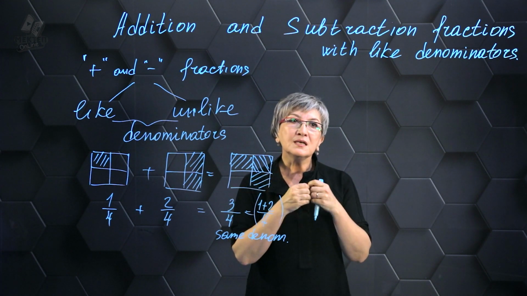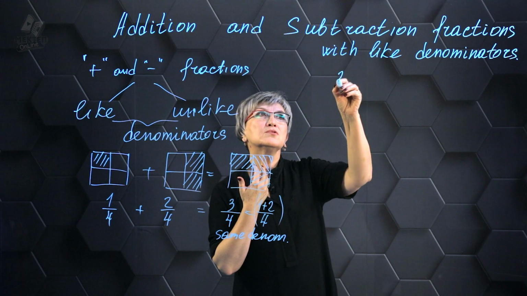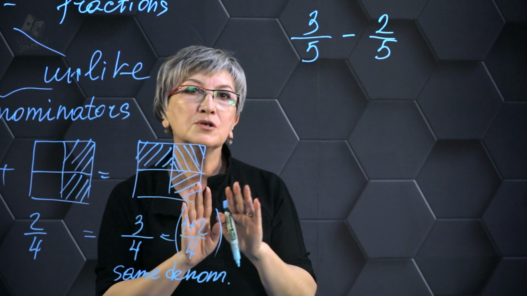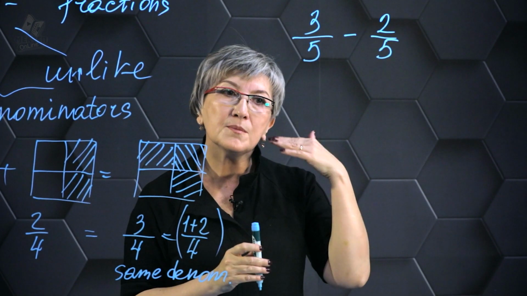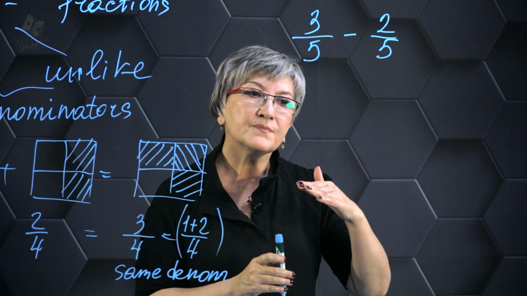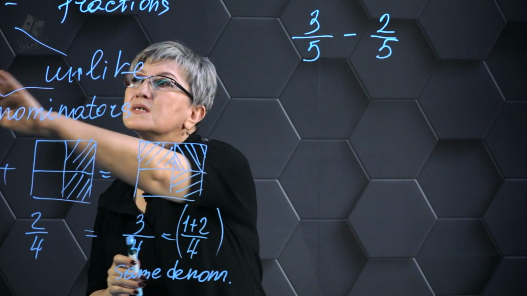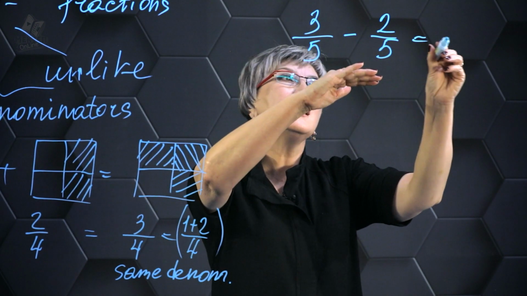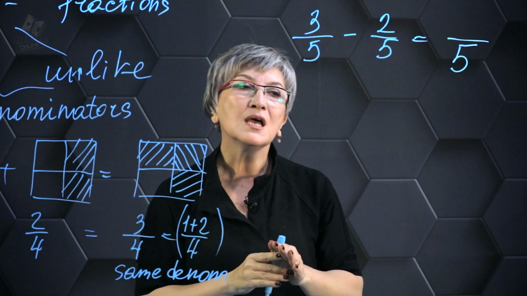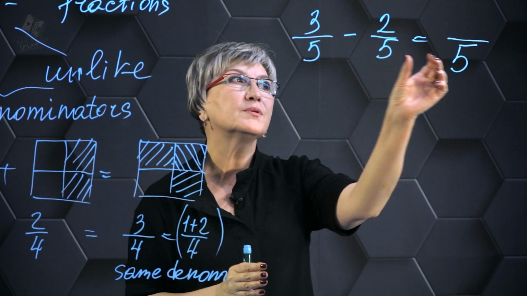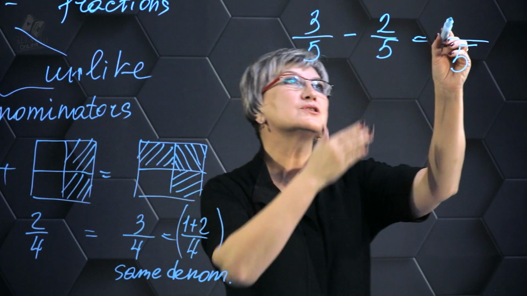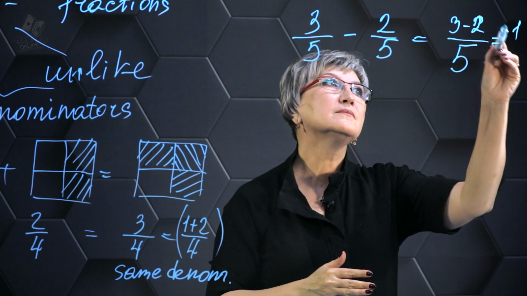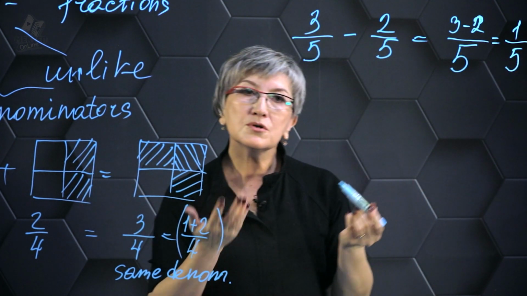That's all the rules. If we need to subtract, let's say we take 3/5 minus 2/5. I am not going to draw that in a picture. Let's go by the rules. In order to add or subtract fractions with the same denominators, all we need to do is work with the numerators. I am keeping the denominator as it is. I am not making any modifications to the denominator. And I subtract the numerators. Consequently, you get 1/5. That is the whole thing.